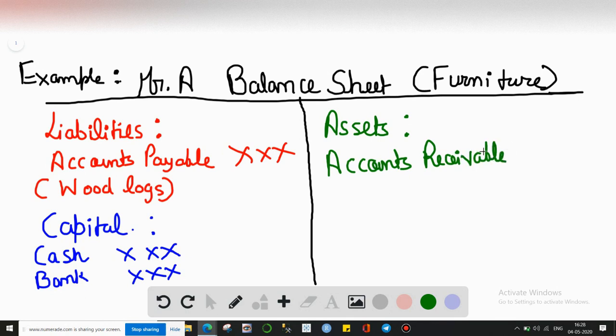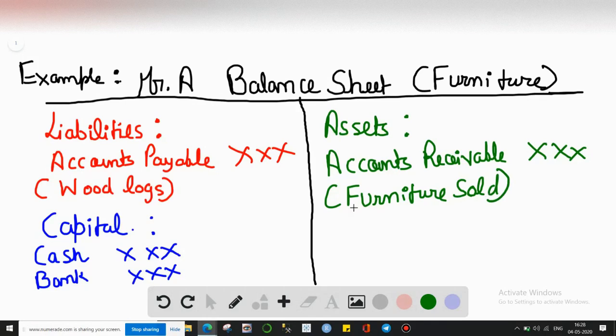Now, this is the whole explanation. I'm writing down the reference for why we have accounts receivable on the asset side, because of furniture sold on credit. Here also we have wood logs purchased on a credit basis. Credit basis means the payment will be paid, and the payment will be received, at a future point in time.